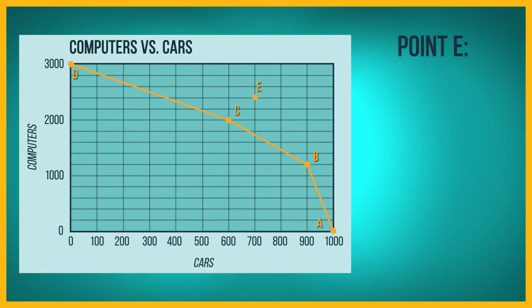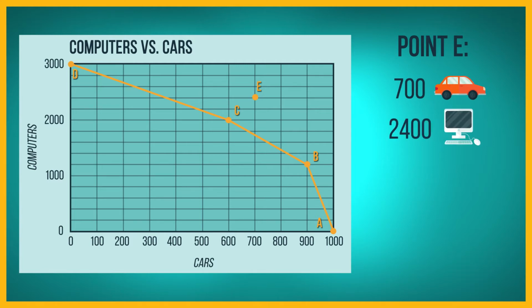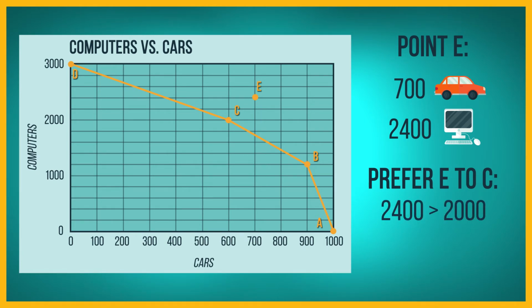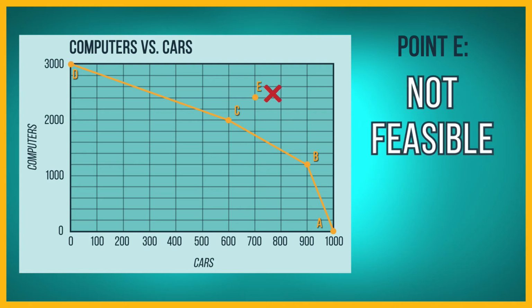Point E on our graph shows an economy that is producing 700 cars and 2,400 computers. People in the economy would prefer point E to point C because point E has more computers and more cars than point C. 2,400 is greater than 2,000 and 700 is greater than 600. However, point E is not feasible.